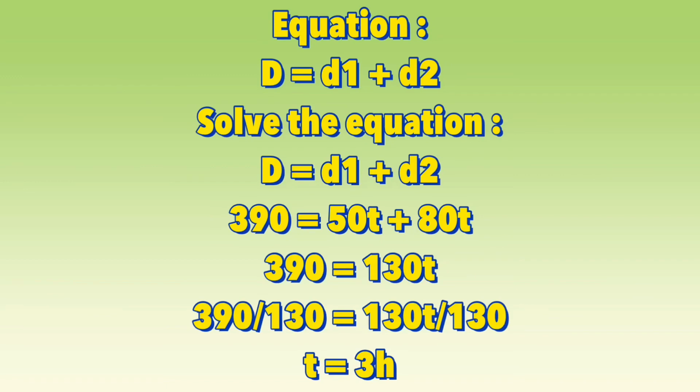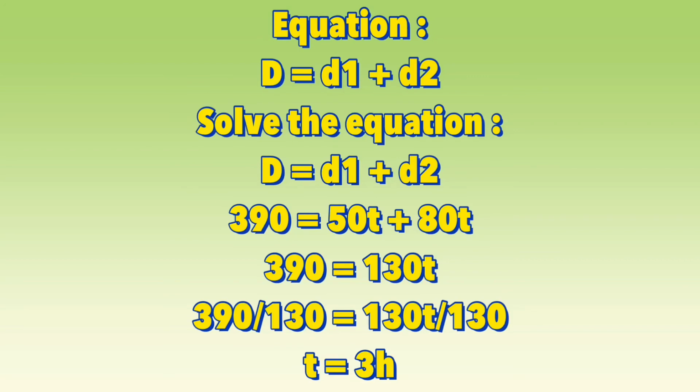Then our next step is to combine like terms: 50T plus 80T equals 130T. And 390, just copy, and we have to divide both sides by 130. So 390 divided by 130 equals 3, and 130T divided by 130 equals T. So therefore the time is equal to 3 hours.